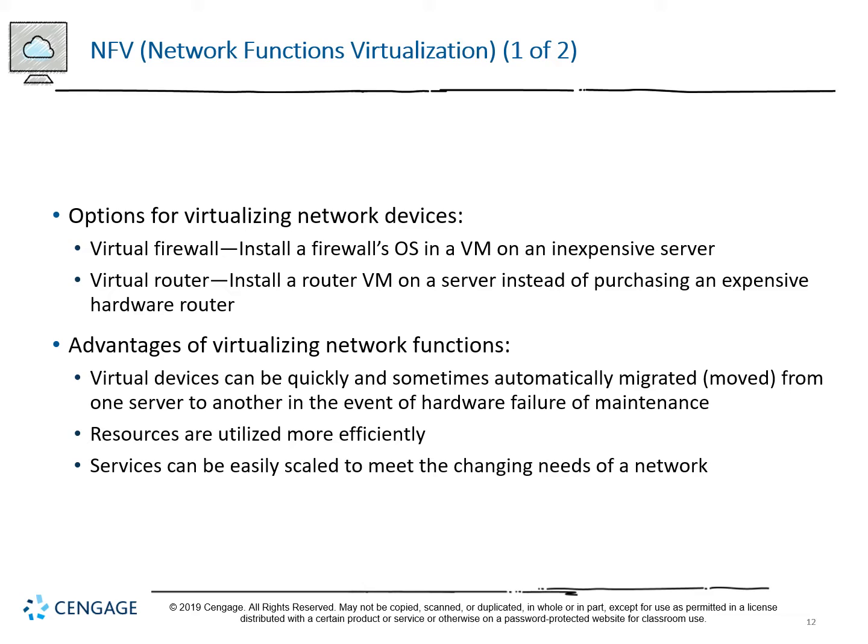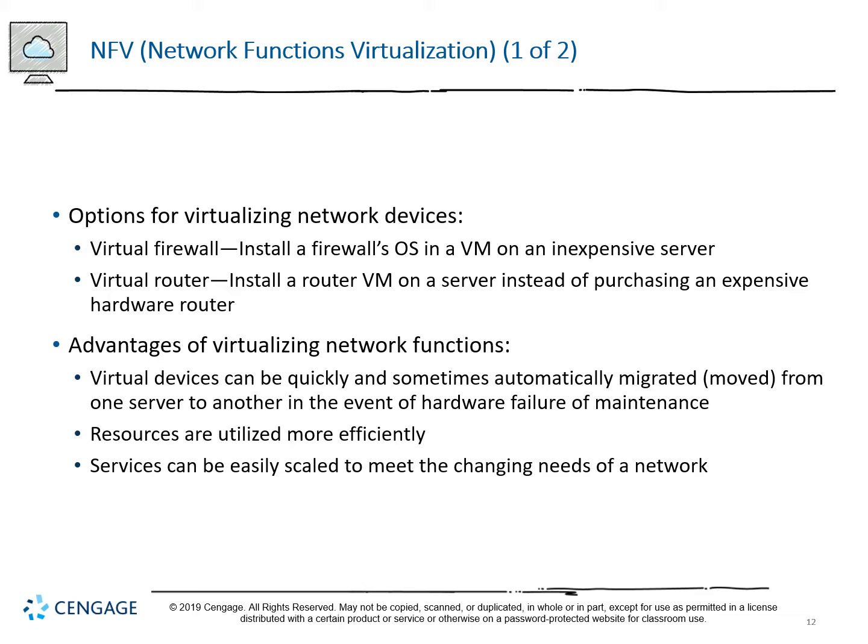Now, there are some options we have for virtualizing network devices. This is part of what's called NFV, or Network Functions Virtualization. We can use a virtual firewall, which is where a firewall's OS and a VM can be installed to an inexpensive server. A virtual router, this is where you install a router VM on a server instead of purchasing an expensive hardware-based router.